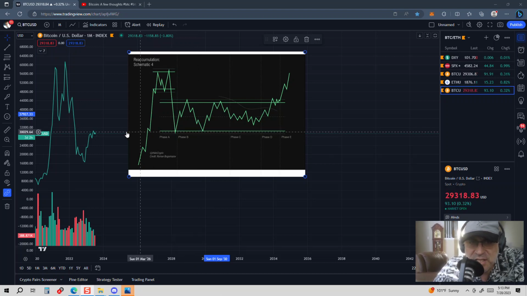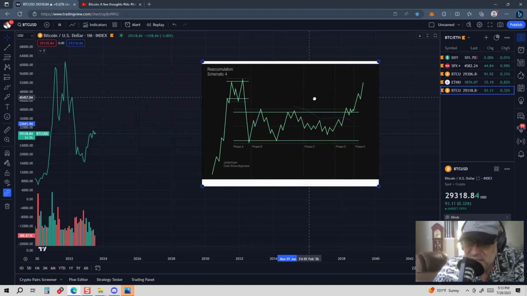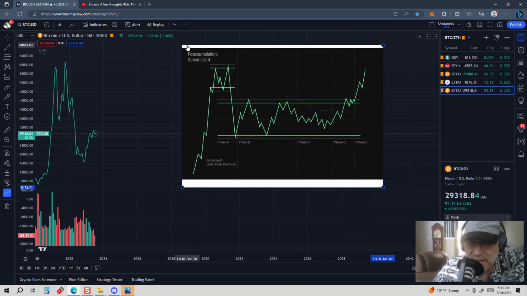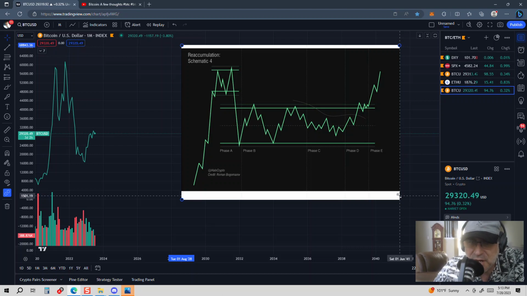But we see this is basically like a microcosm of what's playing out right now and what I believe we can expect to see in the months to come as we traverse this present bear cycle.